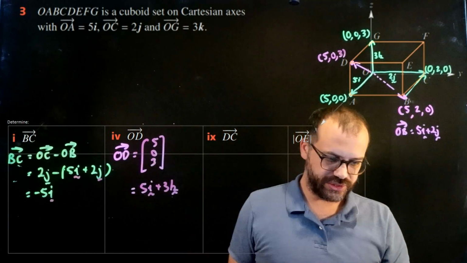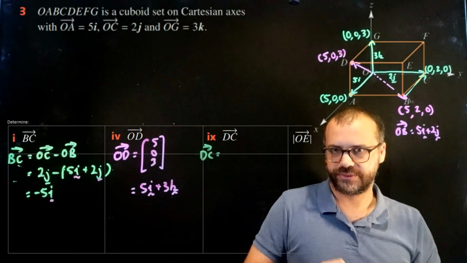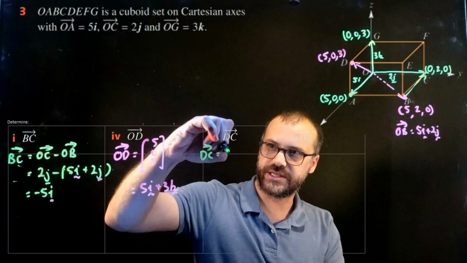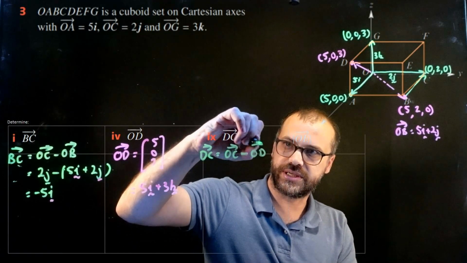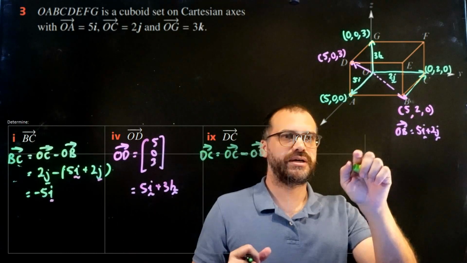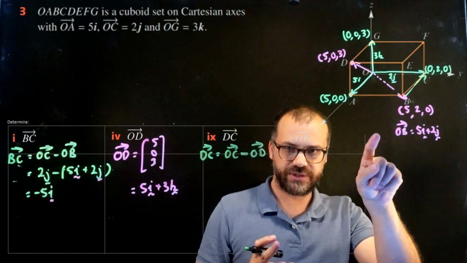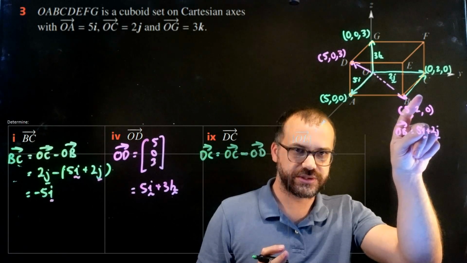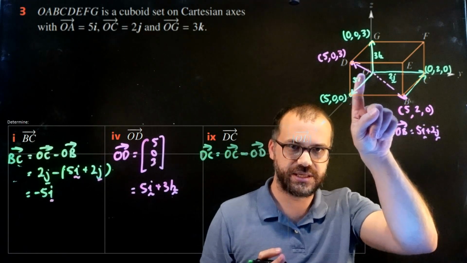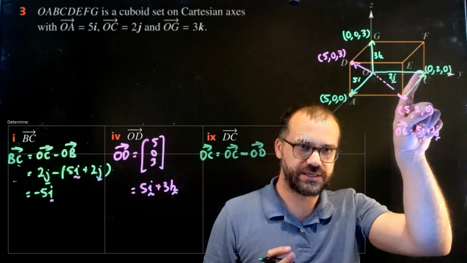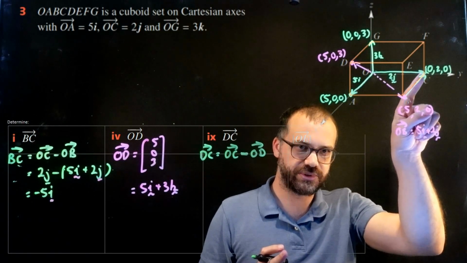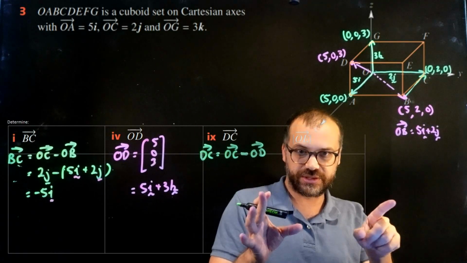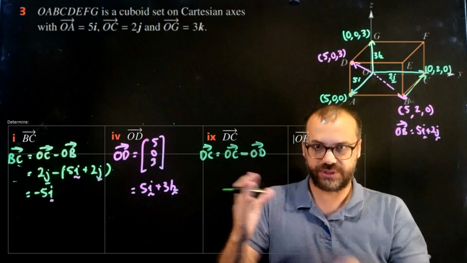All right, that's OD. What about DC? Knee-jerk reaction here, DC is equal to OC minus OD. This is something that's automatic. Now, I haven't even looked at my picture yet. Where is DC? D is here, and C is here. So we're going from the top corner here to the bottom corner here. Not that it matters too much, because if we can do this, we're fine.